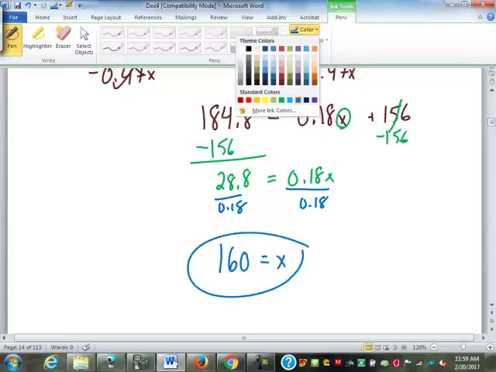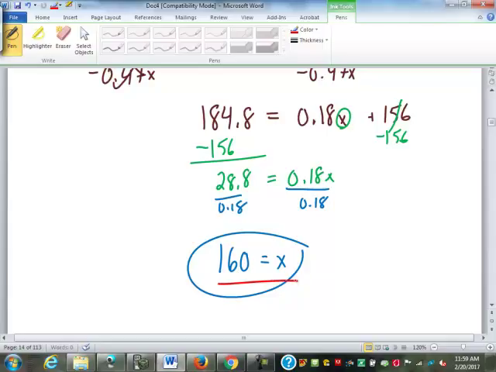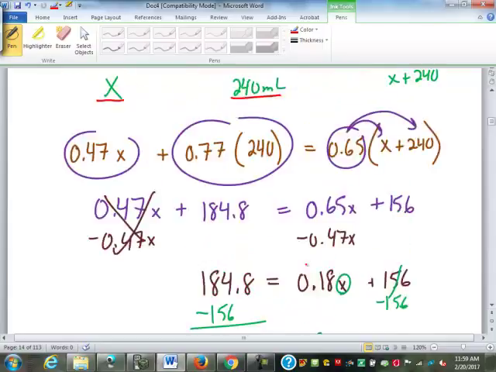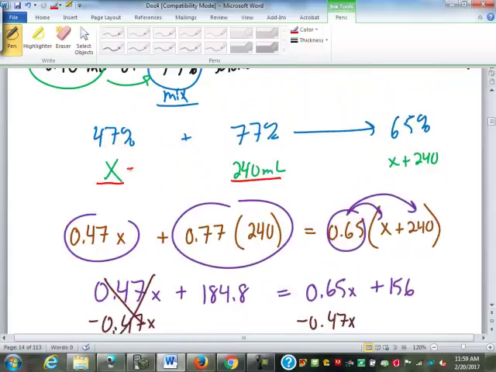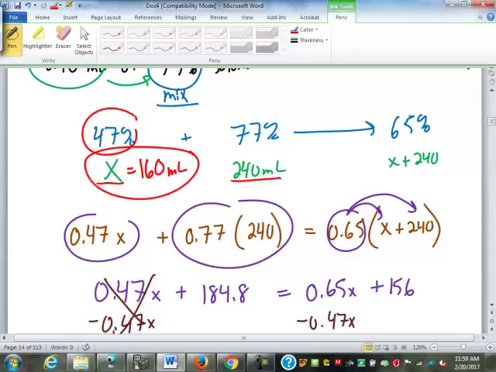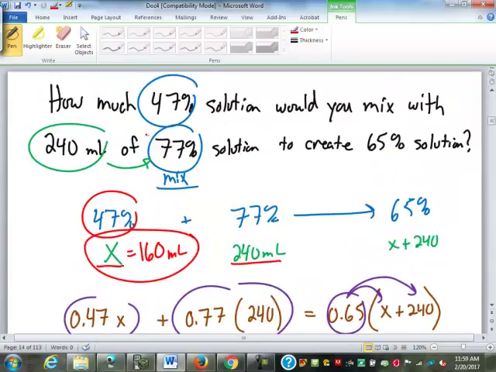So as always, we have to go back and see what x stands for and make sure that answers our question. So x here, which is 160 milliliters, is the amount of our 47%. And we are asking how much 47% would you mix? So that is what we're looking for: 160 milliliters is the amount of the 47% solution we would use.